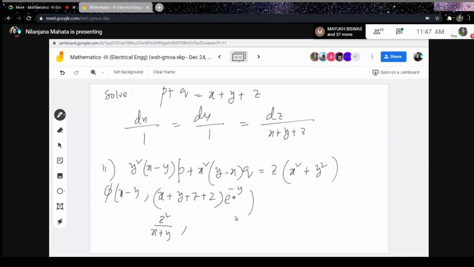I have a doubt with this e to the power minus y. Otherwise, it's okay. If I sum this dx plus dy plus dz, this will be x plus y plus z plus 2. So if we integrate, this is e to the power y. How did you get this?